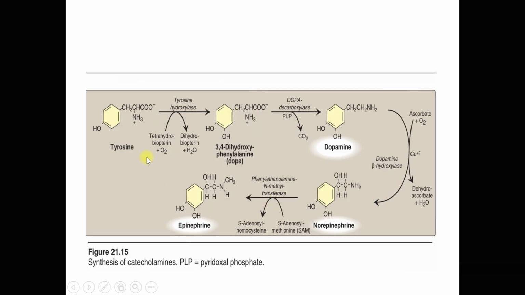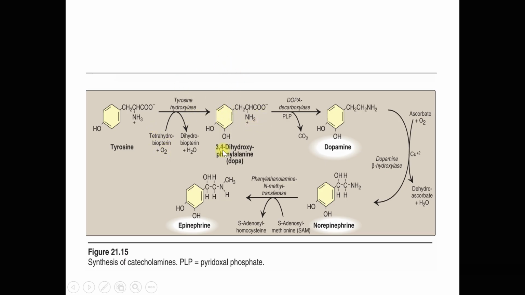Here is a summary of catecholamine synthesis. Tyrosine, one of the aromatic amino acids in our body, is converted into L-DOPA by the enzyme tyrosine hydroxylase, which is encoded by the TH gene and particularly located in the brain, the peripheral nervous system, particularly in the sympathetic neurons, and in the adrenal medulla. This enzyme uses tetrahydrobiopterin, oxygen, and iron as cofactors.